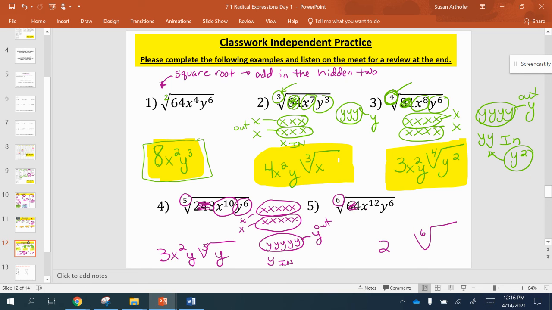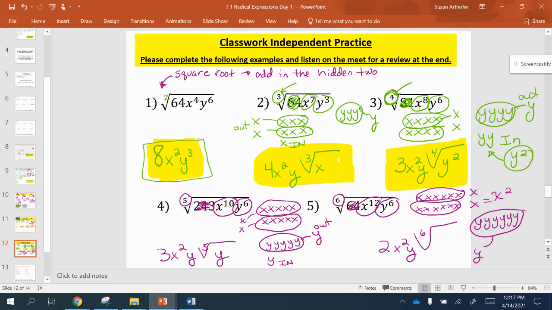X to the 12th. Well, if I know I need 6 for each set, isn't that 2 sets? Because 12, right? Sets of 6 means I would have to do that twice. So out would be x squared, right? That one's out as x squared. And then you should intuitively know that y comes out for y to the 6, but I'll draw it for you. There's 6 of them, so out comes a y, and there's nothing left inside. So I'm going to erase the radical, and that'll be the final answer.